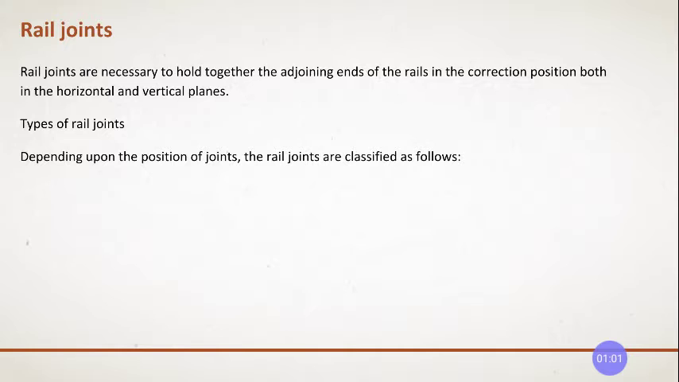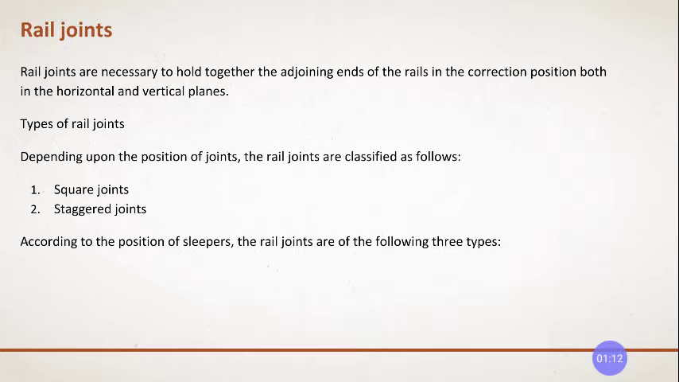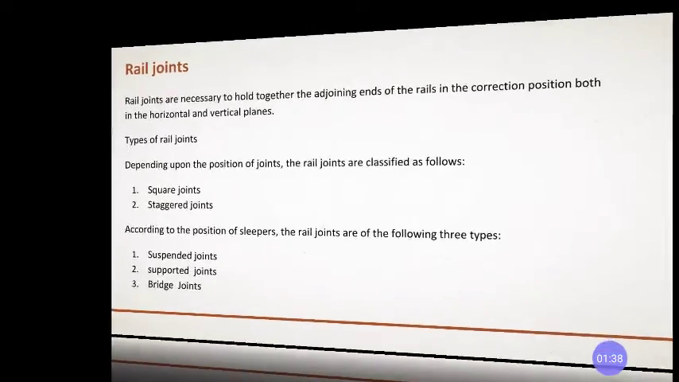Rail joints are classified depending upon the positioning of the joints. The first is square joints, the next is staggered joints, according to the positioning of the rails. See, there are two ways. It depends on how you position the rails, or otherwise it depends upon the positioning of sleepers. There are three types: suspended joints, supported joints, and bridge joint. You don't need to go in depth, but just name them and draw them. Drawing is very much important, right?